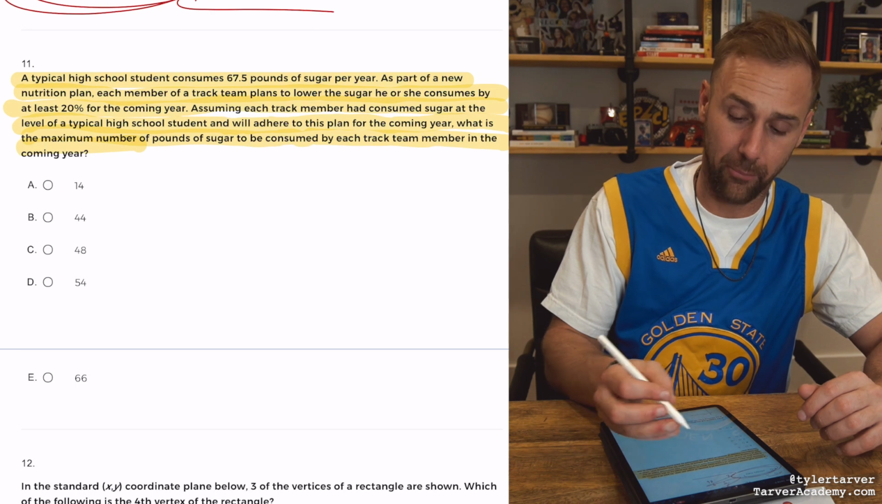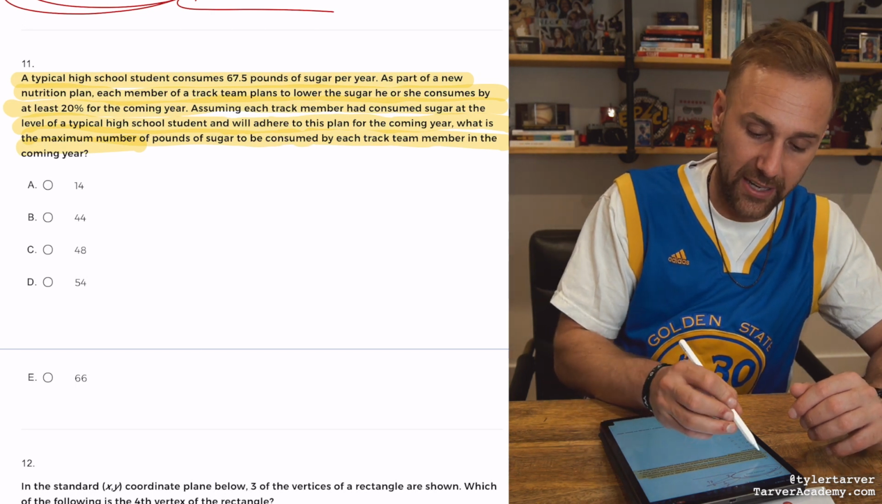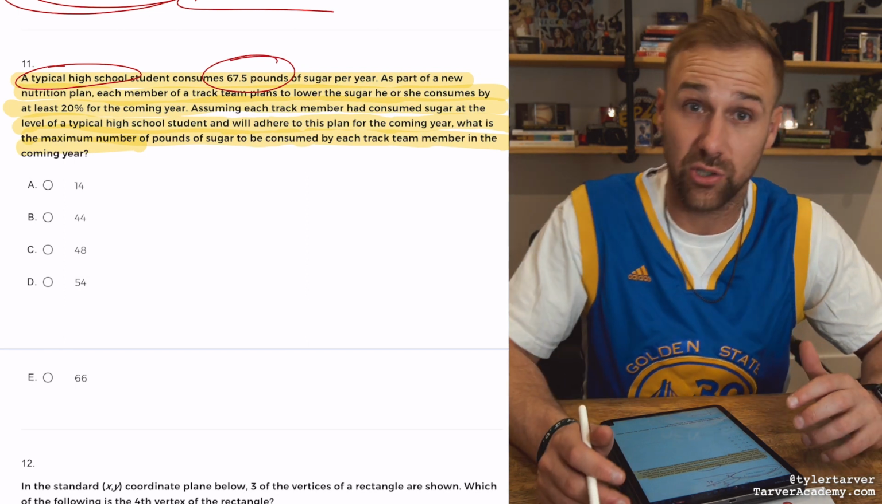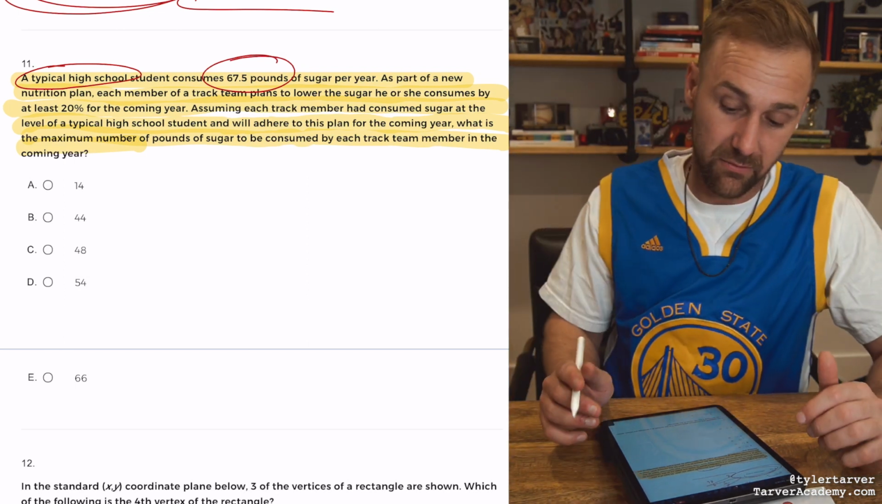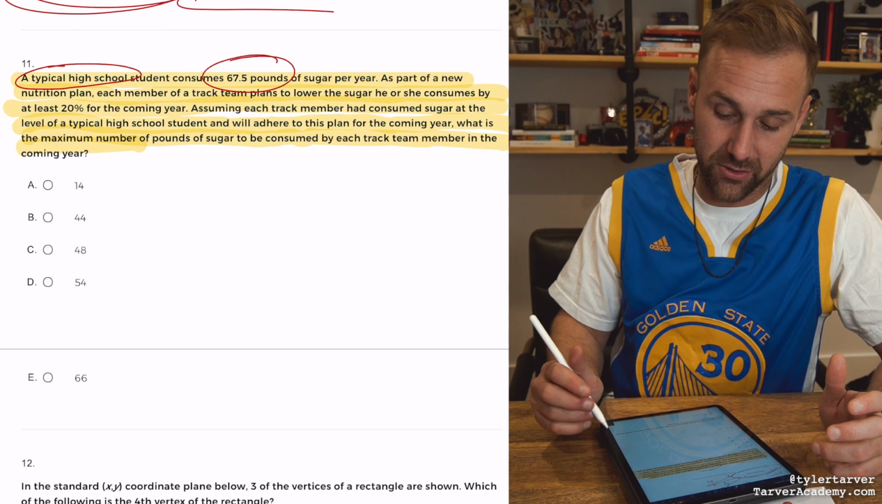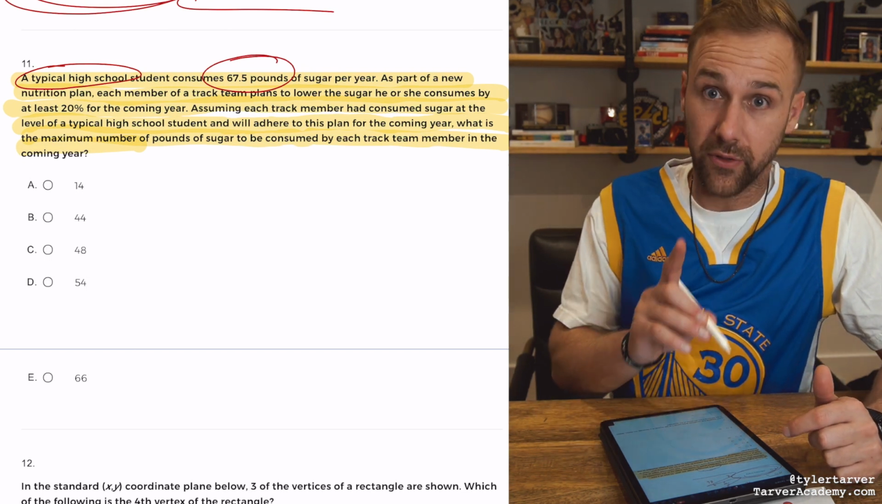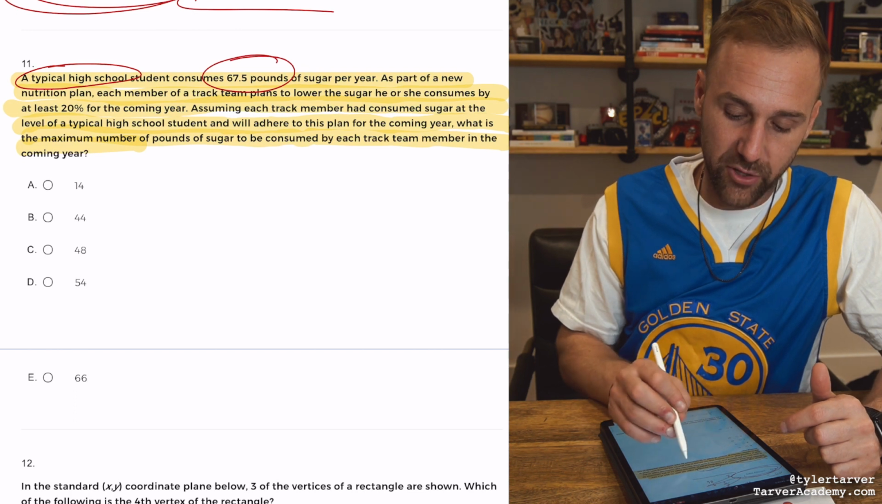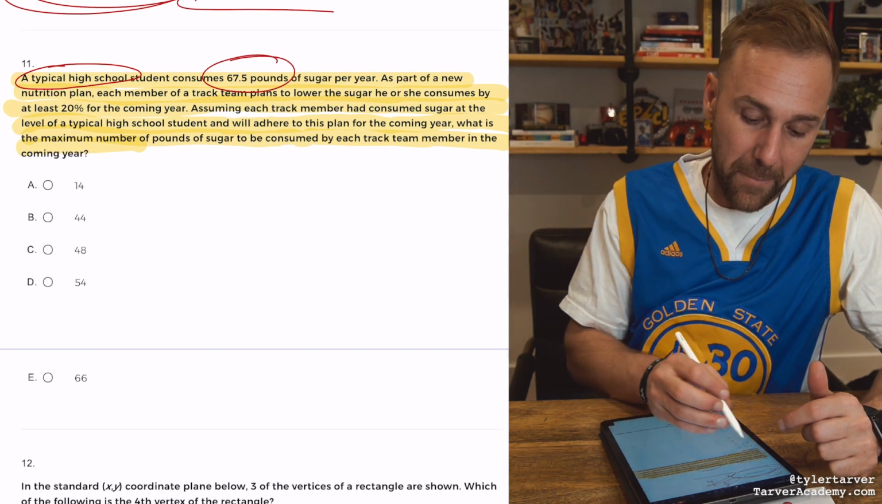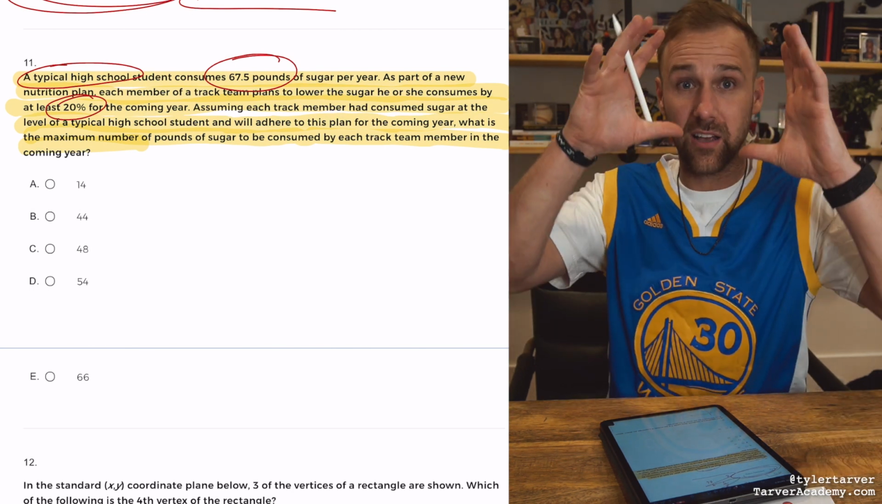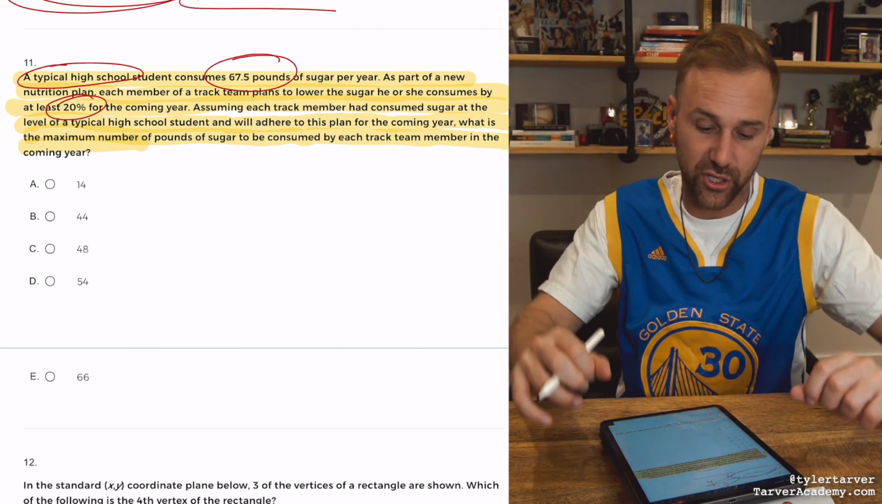Okay, let's talk about our important information. The typical high school student consumes 67.5 pounds of sugar a year. That's gross, especially if you're consuming that at one time. That's a lot. Would you like one time a year you eat sugar? That would not be good for your body. As part of the new nutrition plan, each member of the track team has to lower their sugar by at least 20%. So whatever it is, we're going down 20% of that sugar.